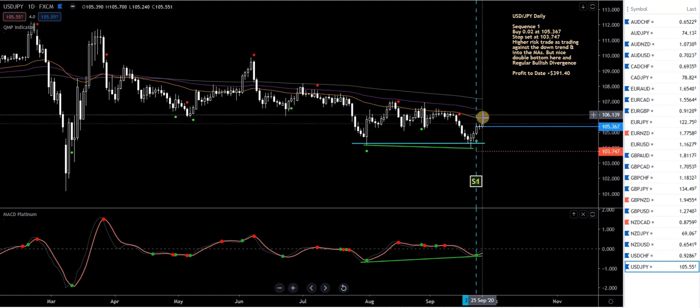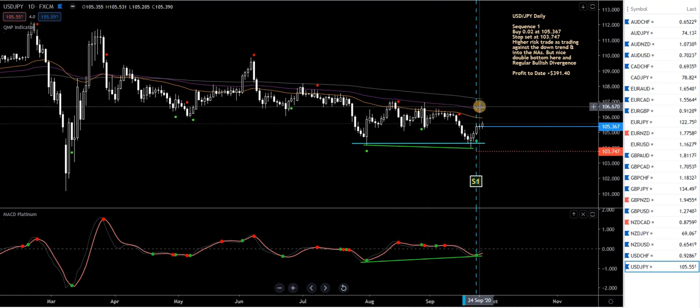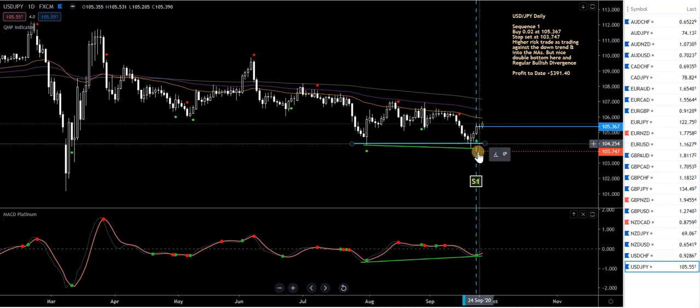If it really pops up a bit higher and tries to break these previous highs, then I'll be more comfortable. In the meantime, I'll just watch it and see how it goes. But that's the USD Japanese Yen. So that's it for all the pairs, guys.